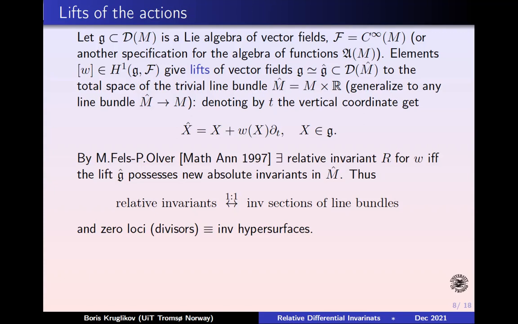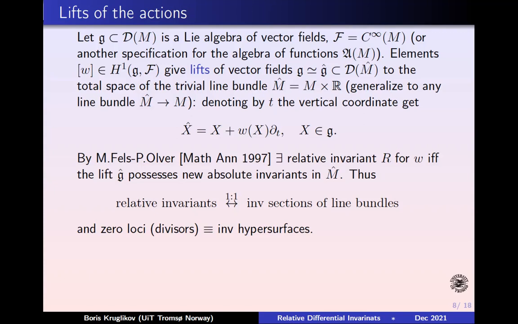Now, there was work by Mark Fels and Peter Olver in 1997, where they in particular proved that for a weight W, there corresponds a relative invariant R if and only if the lift G hat possesses a new absolute invariant in M hat. So of course, if you have invariants in M, you can pull them back to M hat. But then the statement is that relative invariants in M arise if and only if you get a new absolute invariant in M hat. That's a bit of a rephrasing of Fels-Olver. They don't state it like this over there.